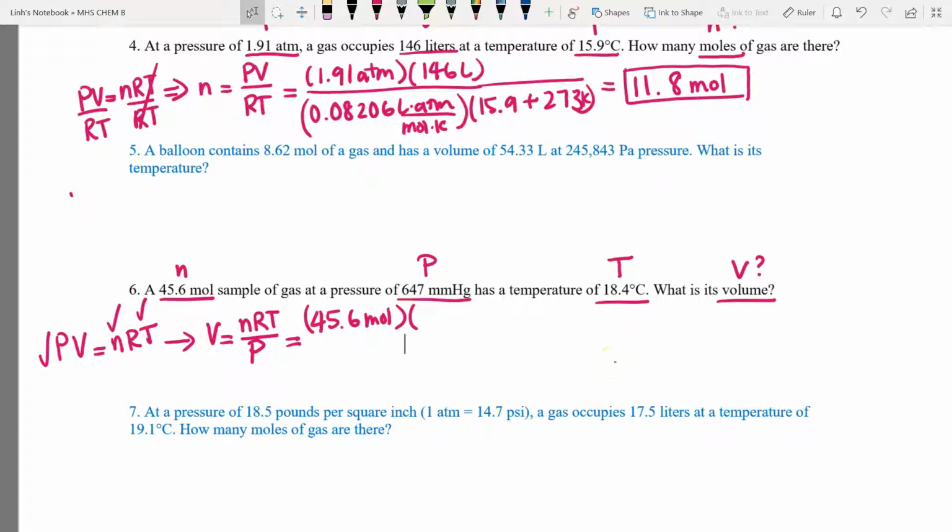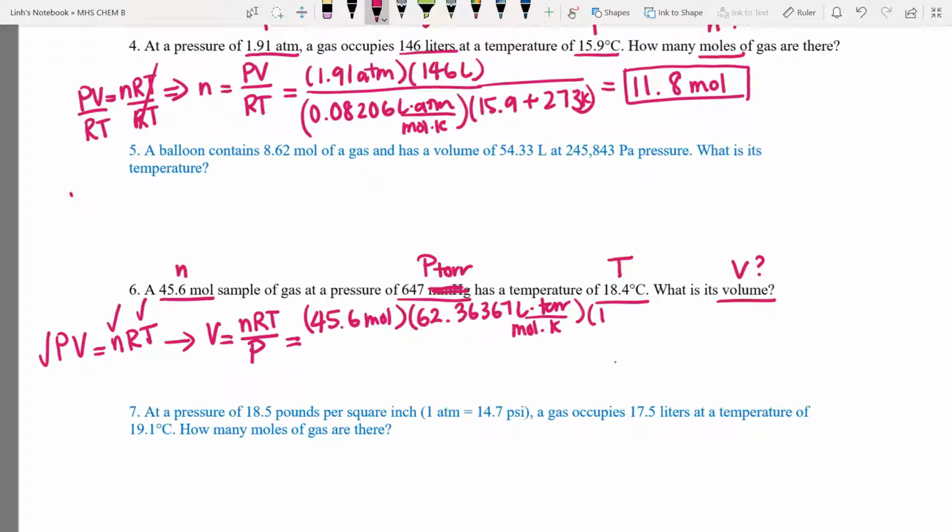And so for R, you want to choose the value that has millimeters of mercury in it. But if you look at the list that I've given you, there is no millimeters of mercury. However, there is torr, and you know that 1 millimeter of mercury is equal to 1 torr. So I'm going to basically convert this to torr. And then I'm going to use the R value that corresponds to that, which is 62.36367 L torr per mole Kelvin.